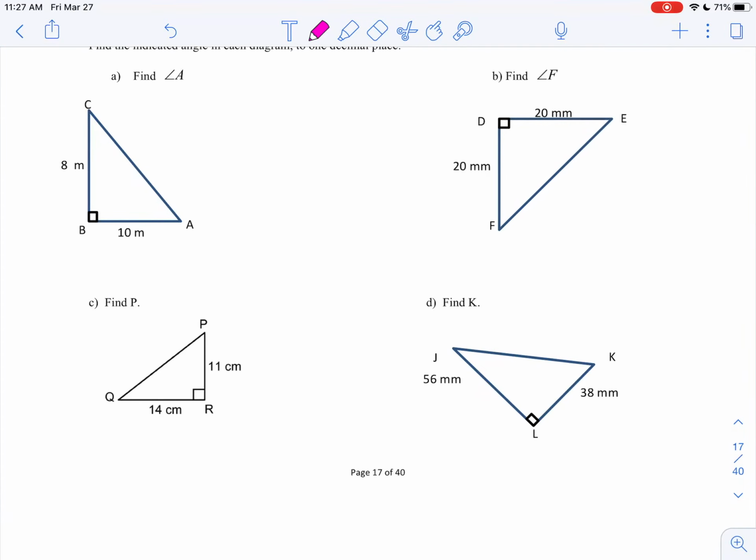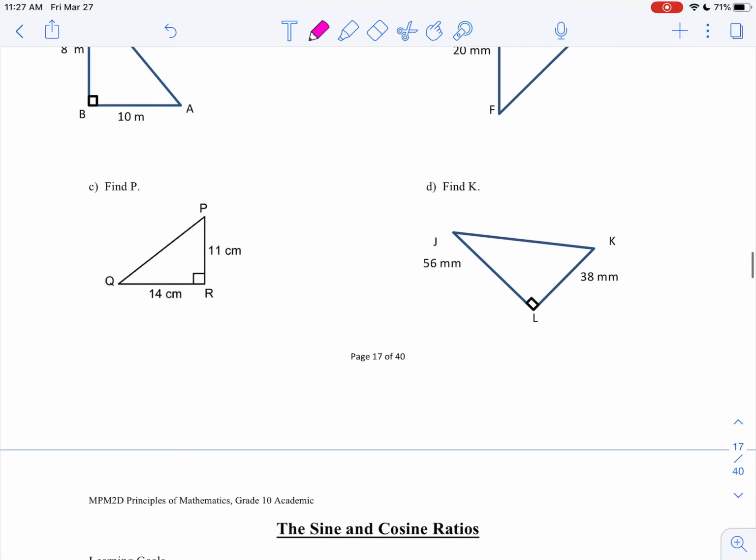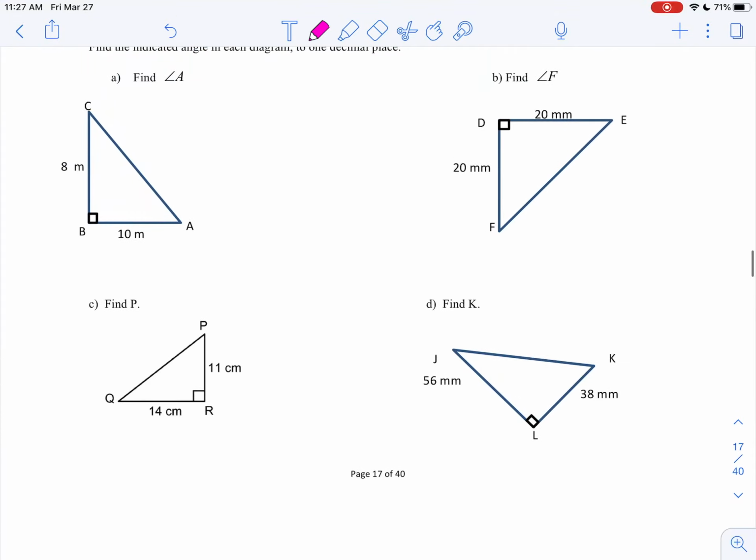So once again, if this is kind of making sense, you've done some practice on Khan Academy, you can pause the video here, try out A, B, C, and D, and then just fast forward, make sure you get the same answers as I do. I'll walk slowly through question A, then I'll try to speed up for questions B, C, and D.